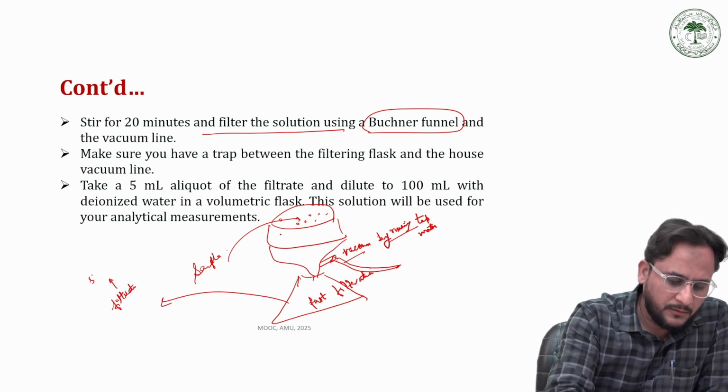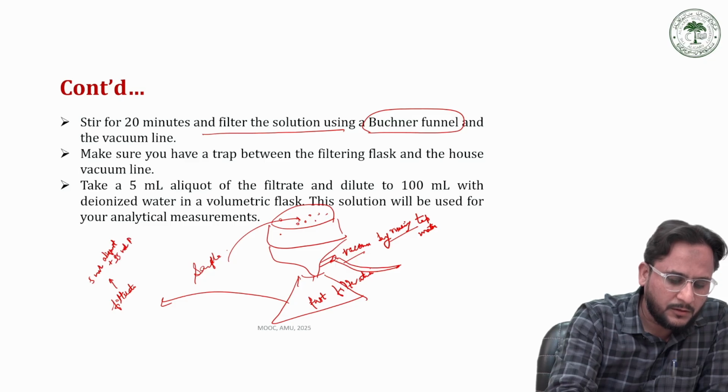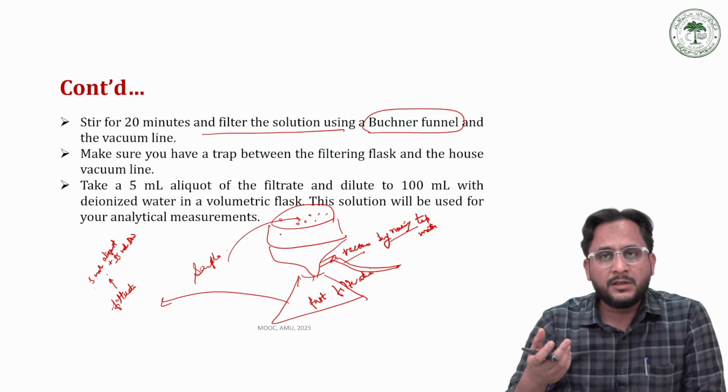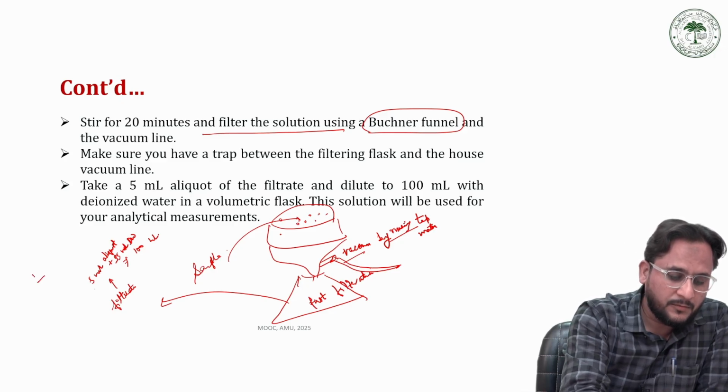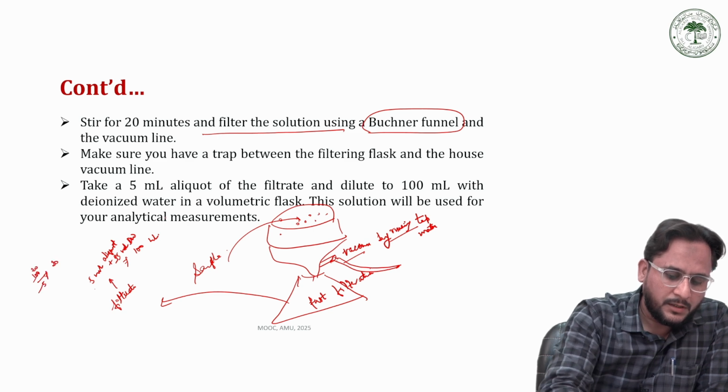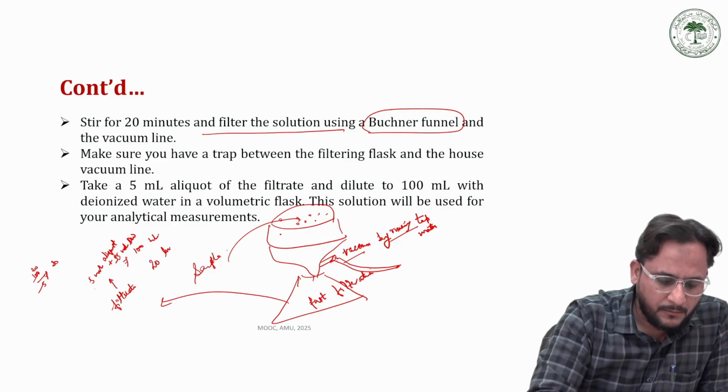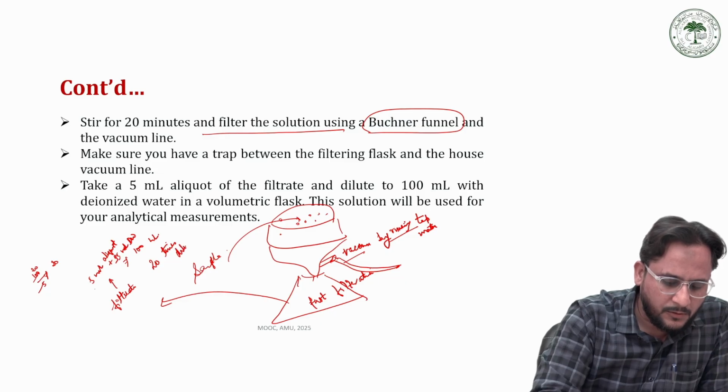Again we go for dilution. 5 ml of this aliquot is diluted to 100 ml, and for this we add 95 ml of distilled water, so that the total volume becomes 100 ml. Since we are going from 5 ml to 100 ml, the dilution is 20 times. So we have done a 20 times dilution in this case.